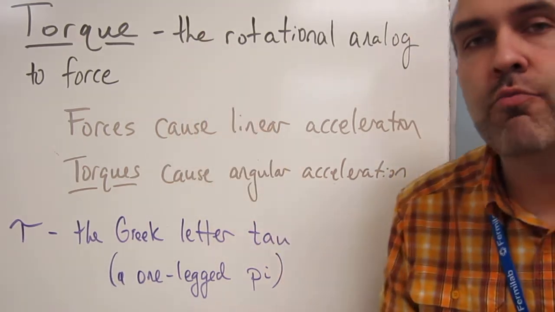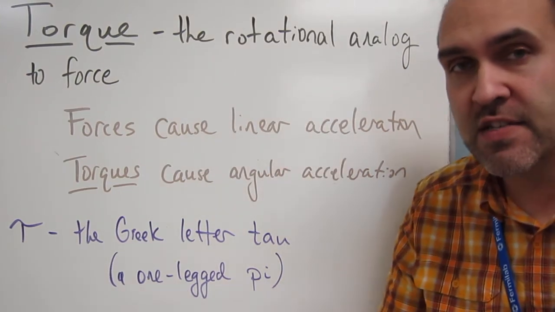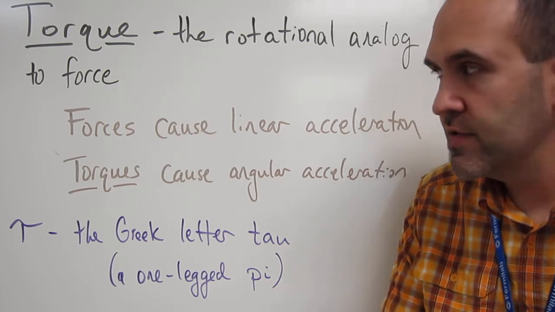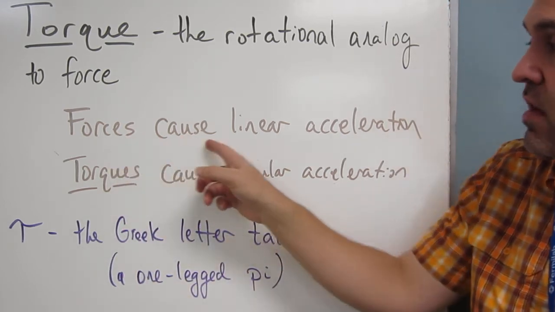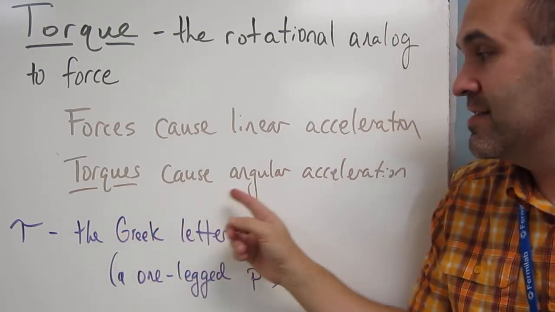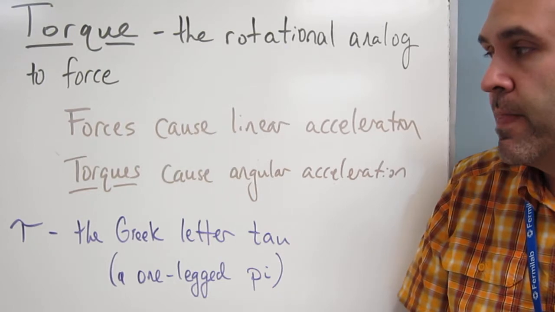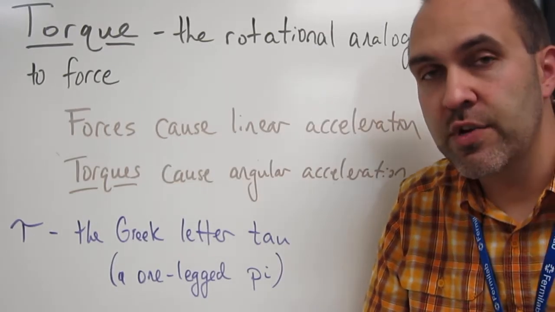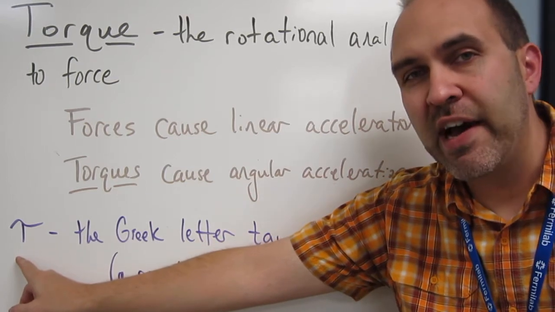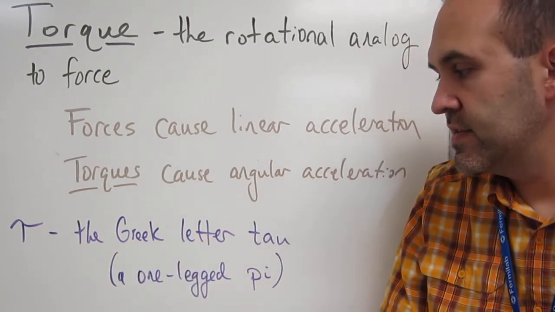So torque is a word you may have heard before, but what we mean by it in physics is that it is the rotational analog to force. Just like forces cause linear acceleration in a straight line, torques cause angular acceleration. They cause things to speed up in a rotational manner. The symbol that we use for torque is the Greek letter tau, T-A-U, and it kind of looks like a one-legged pi. If you draw a pi but you draw one leg instead of two, that's a lowercase tau.